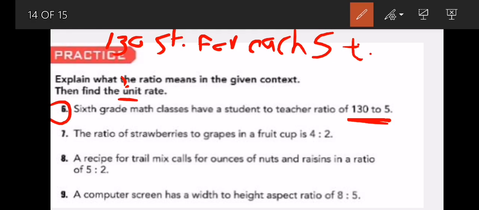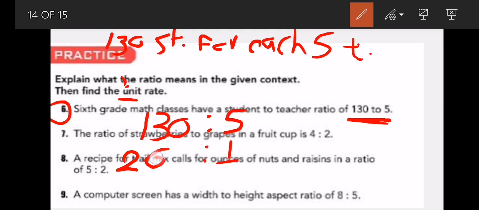This is the explanation. Then what is the unit rate? If I have 130 to 5, so the unit rate will be what to 1? It means 1 multiplied by 130 is 130. Divided by 5 will give me 26. So it means that my unit rate is 26 students per teacher, or for every teacher.